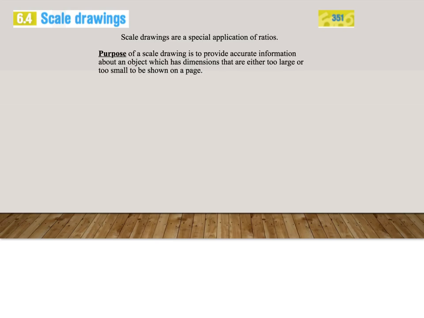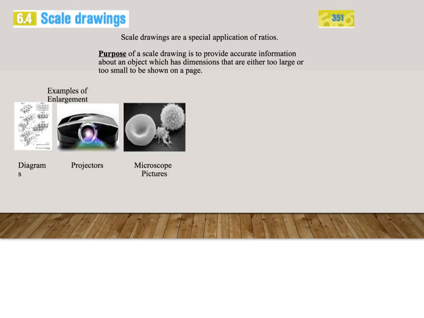Now, scale drawings can either be an enlargement or a reduction, so you can either go bigger or go smaller to fit it onto one page. And we'll look now at examples to show us what's the difference between these two. Examples of enlargement are diagrams. For example, this Lego block, that is much smaller in real life than on the diagram. Projectors give us an enlargement of different frequencies or different sizes, and then microscopes can give us pictures which are also enlargements.